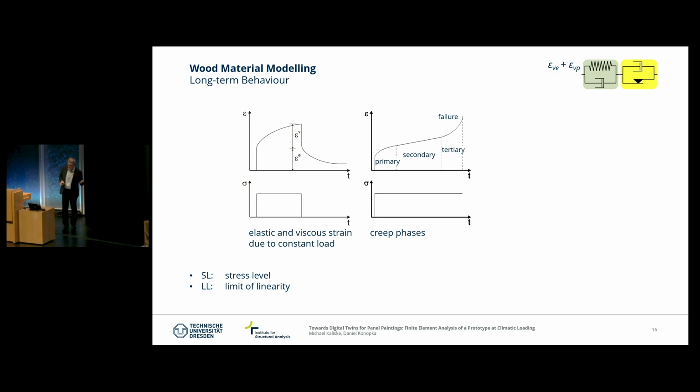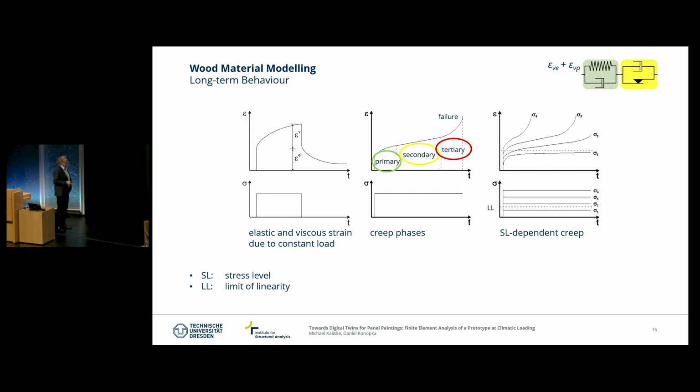Then additionally we have the long-term response, the creeping. We have the primary creep with a decreasing deformation rate. We have the secondary creep where the deformation rate is kept constant, and we have the tertiary creep where the deformation rate, the strain rate, is increasing strongly. And all these properties are depending, of course, on the stress level applied.